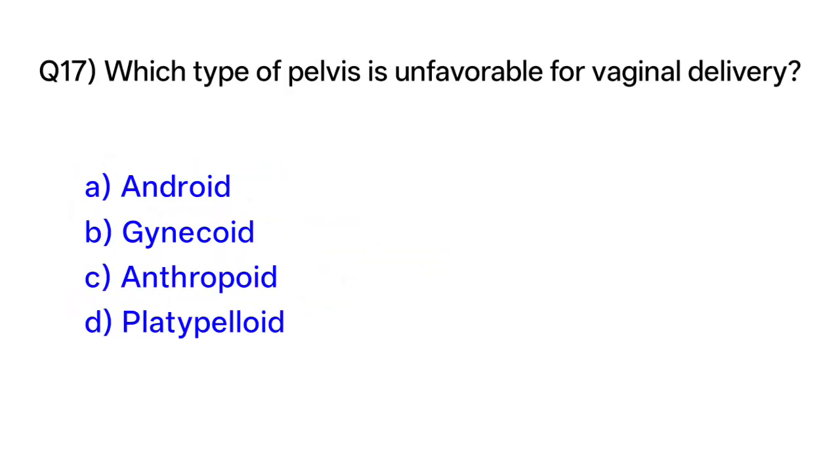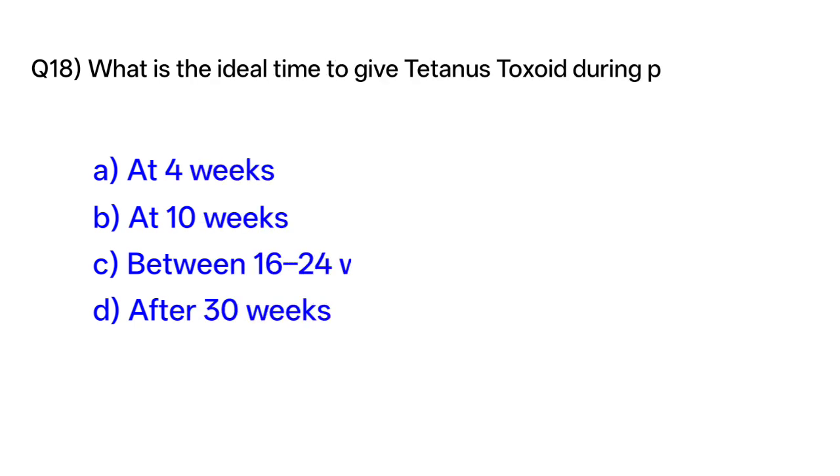Question number 17. Which type of pelvis is unfavorable for vaginal delivery? The correct option is A. Android. Question number 18. What is the ideal time to give tetanus toxoid during pregnancy? The correct option is C. Between 16 and 24 weeks.